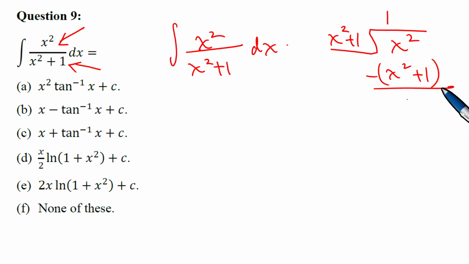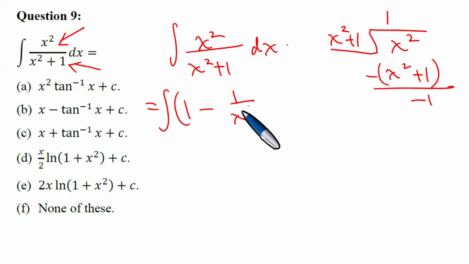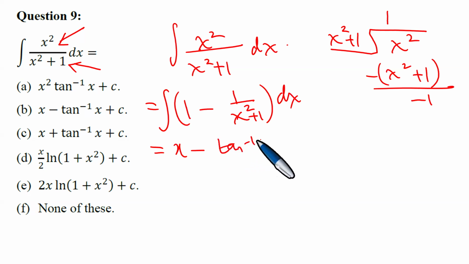And you put the minus like this, so that x squared minus x squared gives us 0, and this is exactly a negative 1. So when you divide x squared by x squared plus 1, you get the quotient 1, remainder 1 over x squared plus 1 dx. Therefore, the integral of 1 with respect to x is x, minus the integral of 1 over x squared plus 1, which is arctan x plus c.